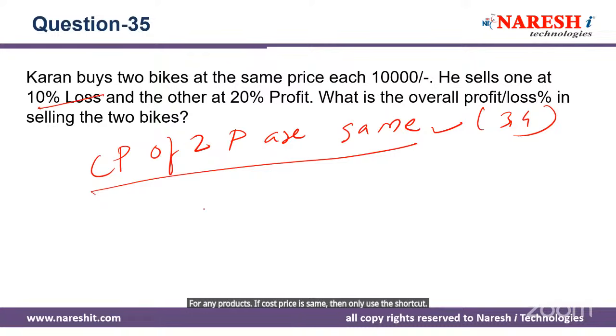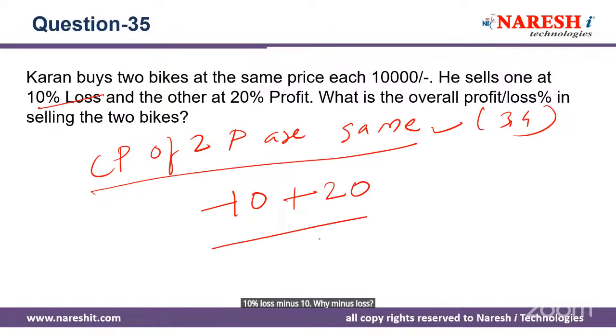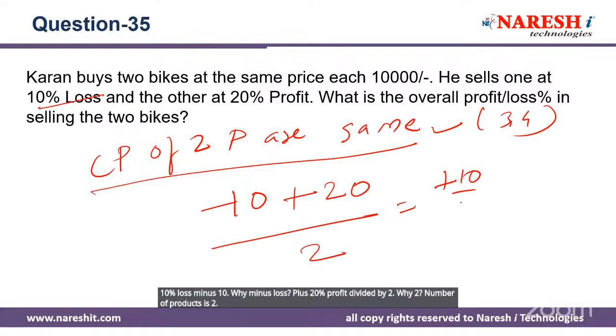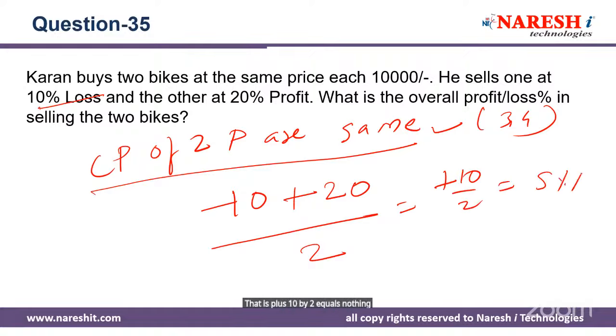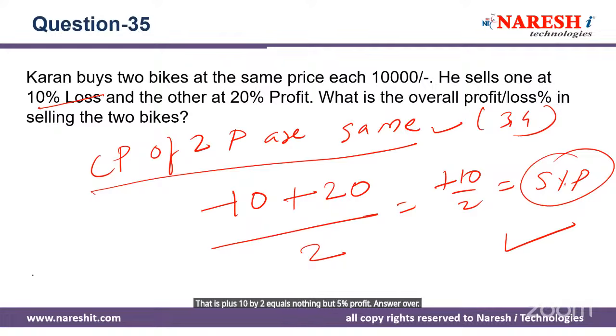10% loss, so minus 10. Why minus? Because it is a loss. Plus 20% profit, divided by 2. Why 2? Because the number of products is 2. That is plus 10 by 2, equal to nothing but 5% profit. Answer over. No need to find 10,000, 20,000, 21,000, 12,000. Nothing. Direct one step answer.